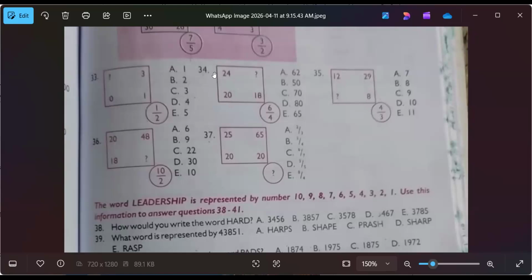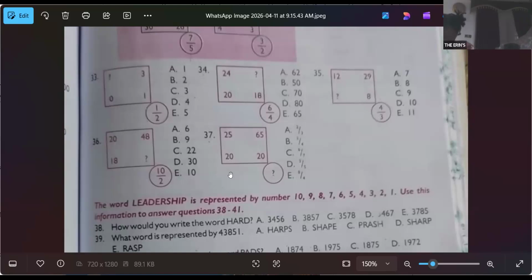Okay, so now let's go to number 34. How do we get number 34? Number 34 answer is 62. That means you are adding 24 plus 20 plus 18. Is that what you did? Yes, sir. Okay, so that's actually 62. I think she got it. All right, so let's go on to the next one.